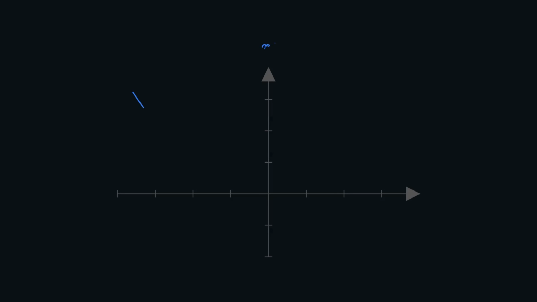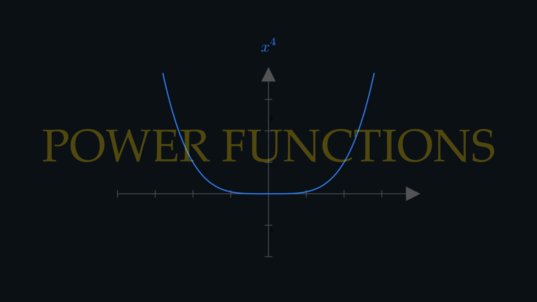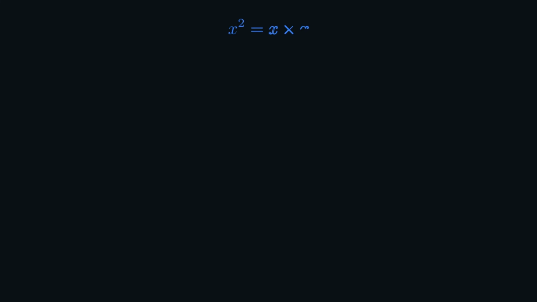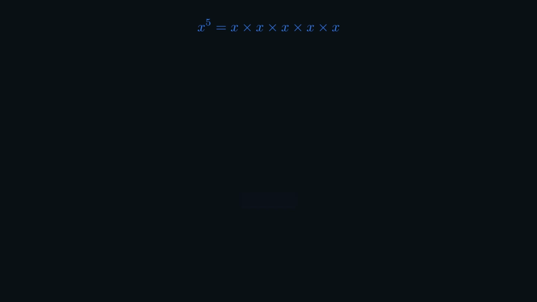Today we learn how to work with functions like x squared, x cubed, x to the fourth, and so on. These are called power functions because x is raised to a power. A quick foundation check. X squared means x times x. X cubed means x times x times x. X to the fifth is x multiplied by itself 5 times. That is all you need to start.